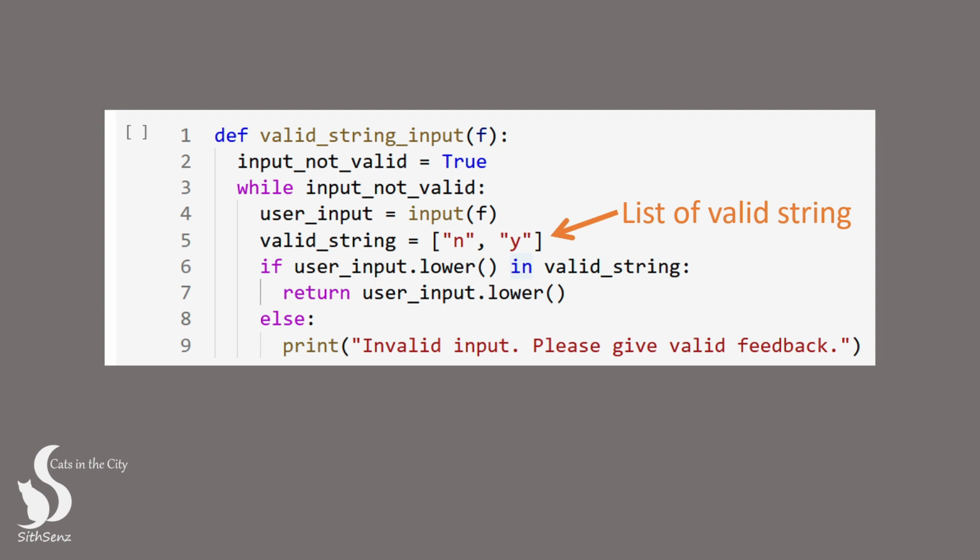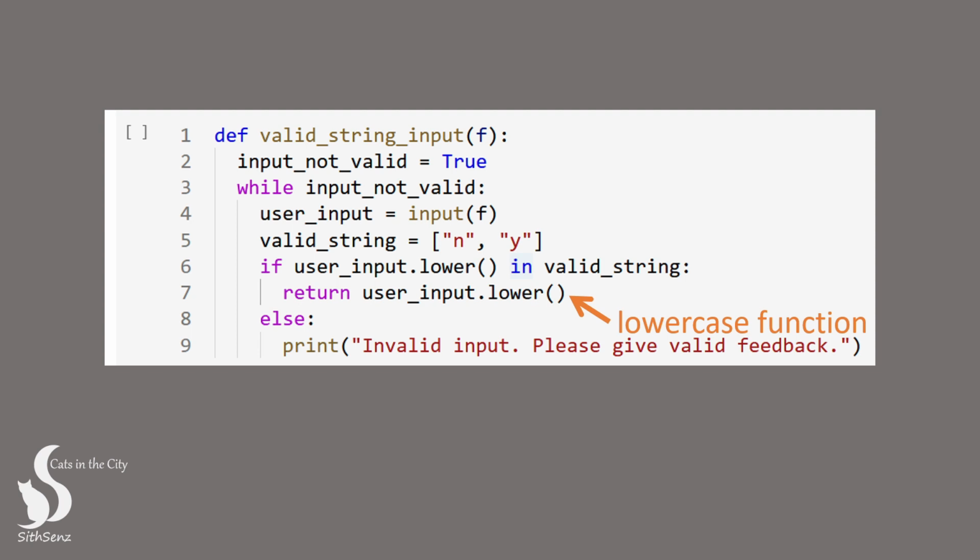So we use the string method called lower. The lower function will convert the input into lowercase letters, so that it's comparable to our valid string list. Our if statement will check whether the user input, converted to lowercase, is a valid string. If it is valid, the function will return the user input in lowercase. Otherwise, it will print an error message requesting valid input.